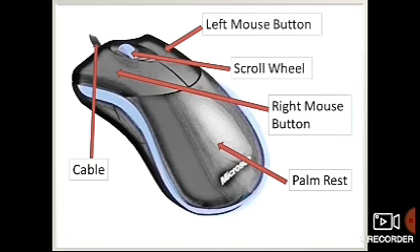Left mouse button, right mouse button, mouse having one wheel, that is your scroll wheel. Mouse is attached to the CPU through a cable, and mouse also has an area where you place your palm, and that is known as palm rest.